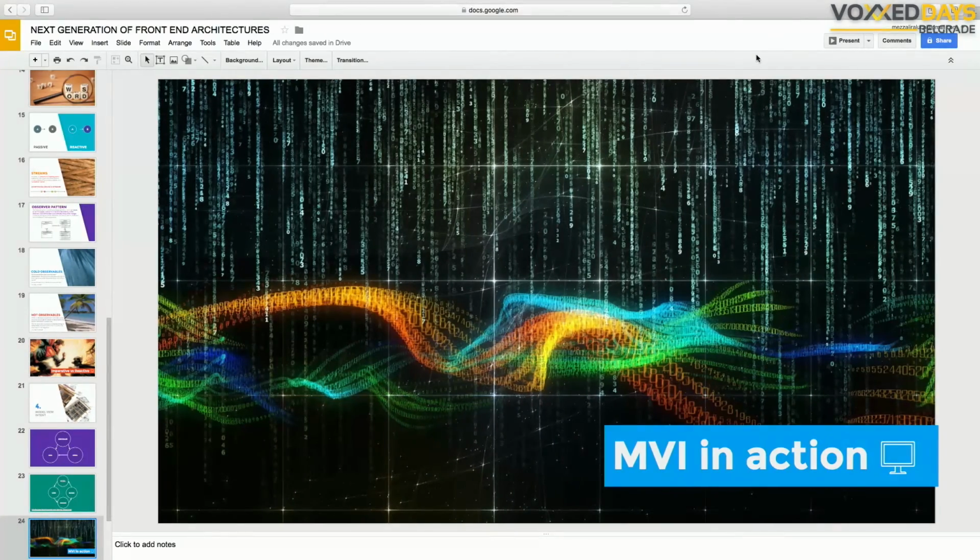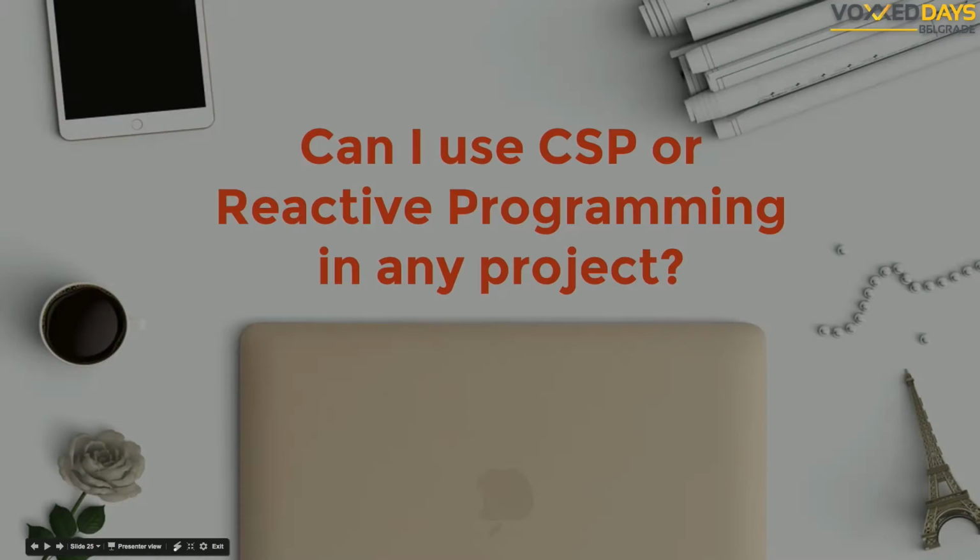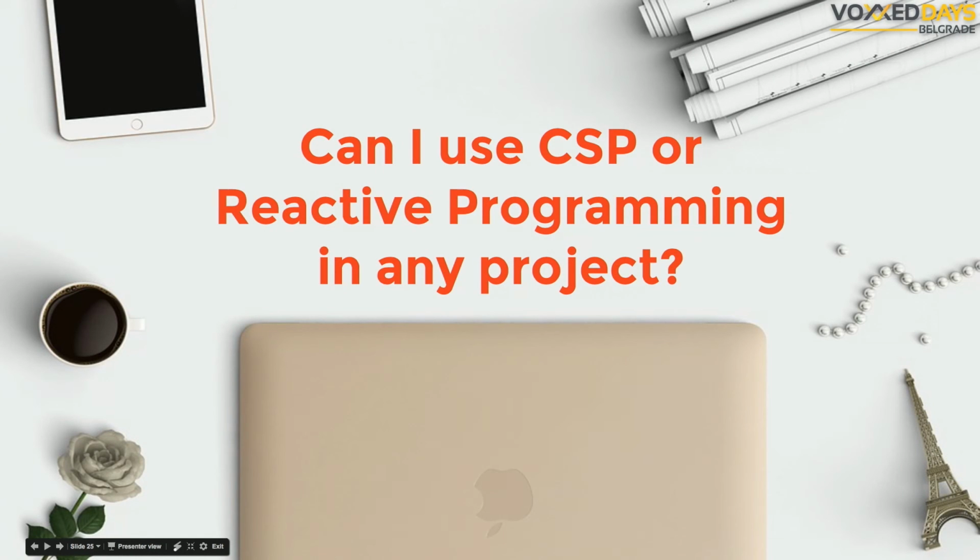Let's move back here. I think I have, perfect timing, incredibly. The interesting question is: can I use communicating sequential processes and reactive programming in any project? Currently I see in the JavaScript community this idea that using React or React.js means, oh yes, I'm using reactive programming. That's not true. Reactive programming is another thing.